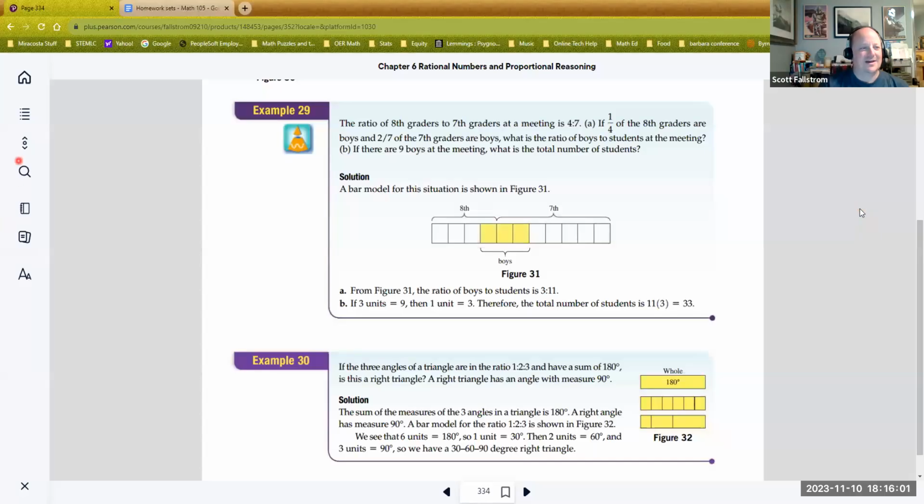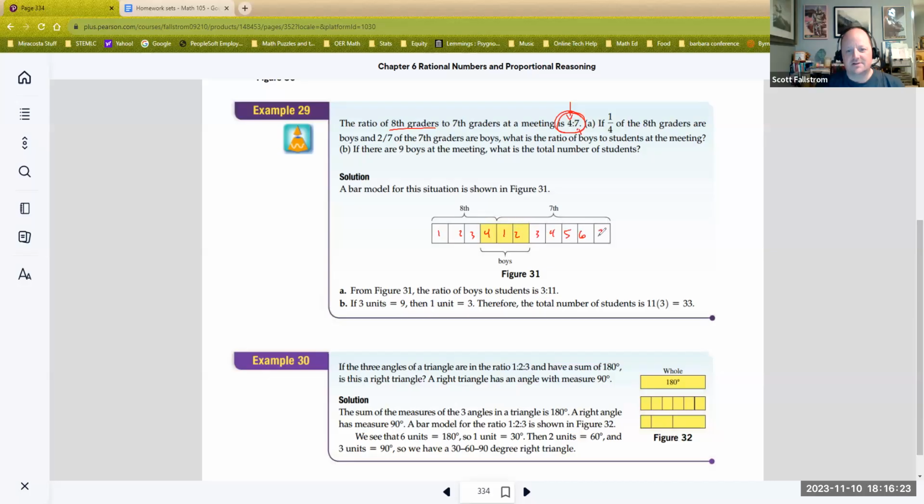So what they're doing is they're going to come down here and they're going to say the ratio is 4 to 7. So notice, what do you see here for 8th graders? 8th graders go with the first number. So there's 1, 2, 3, 4 boxes represented for the 8th graders. And for the 7th graders, notice there's 7. So 1, 2, 3, 4, 5, 6, 7. So that's how you got the 4 to 7, 8th graders to 7th graders.